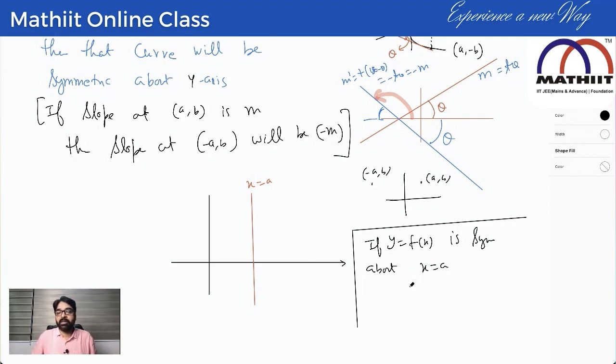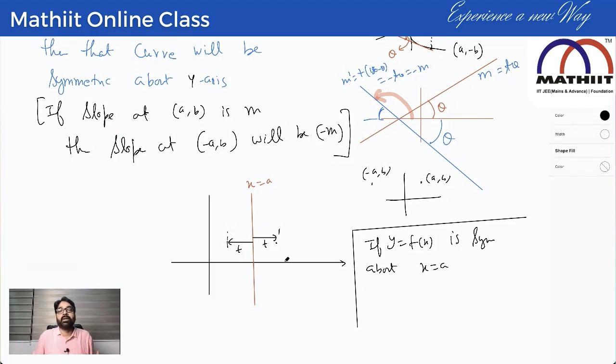Yes, one person has given the answer correctly. Next. There is no even or odd here. I'm not talking about even or odd. The meaning is that symmetric about x equal to a means if you move t units left side and t units right side, the value of the function should be the same. Yes or no? This is the meaning of symmetricity.